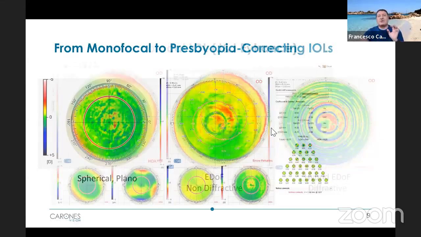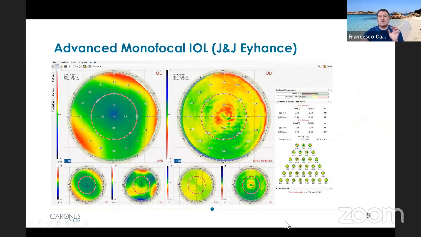Let me go through examples to let you understand how this kind of technology may be useful to address some specific cases. And again, I'm starting from a case of an advanced monofocal IOL, the Eyhance from Johnson & Johnson.